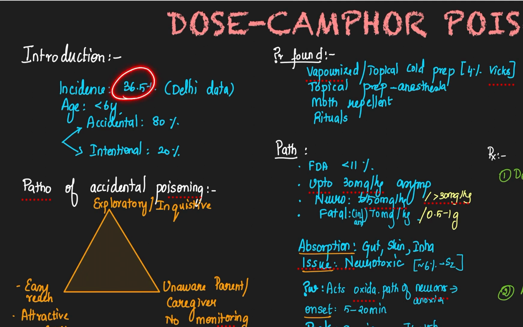The incidence of poisoning, at least the reporting, is about 36.5%. This is from the National Poisoning Center in Delhi. The age group that is commonly involved is less than 6 years, especially in the accidental poisoning group. Poisoning can be accidental or intentional, and 80% of poisonings are accidental. 20% is intentional. Intentional generally is older age group, adolescent age group, right?